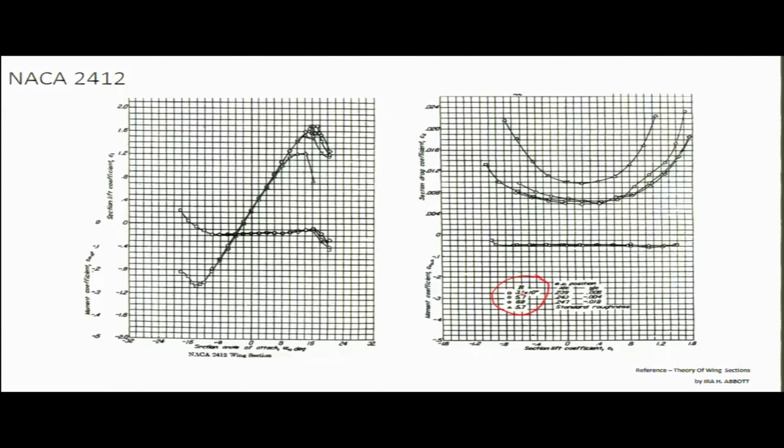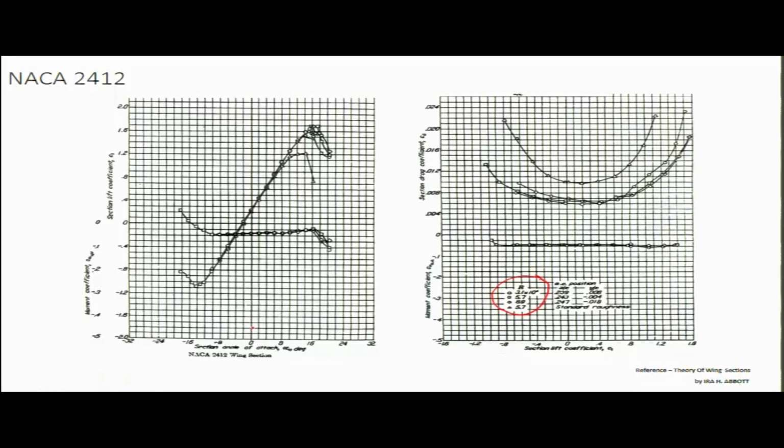Now here, let us consider any one of these Reynolds numbers, say 3 million Reynolds number here in the first. The corresponding marker here is the circle. So we need to follow the circle data to obtain the corresponding characteristics at 3 million Reynolds number, right?